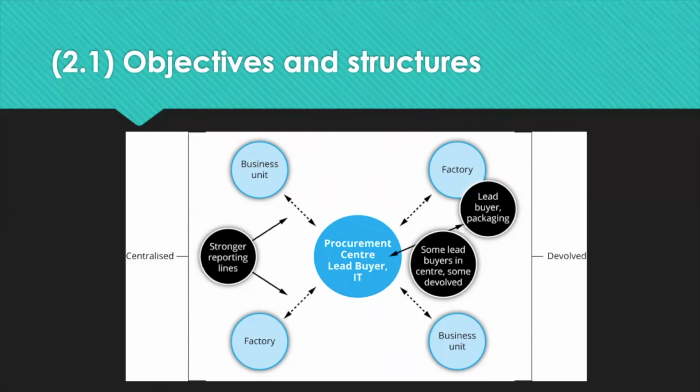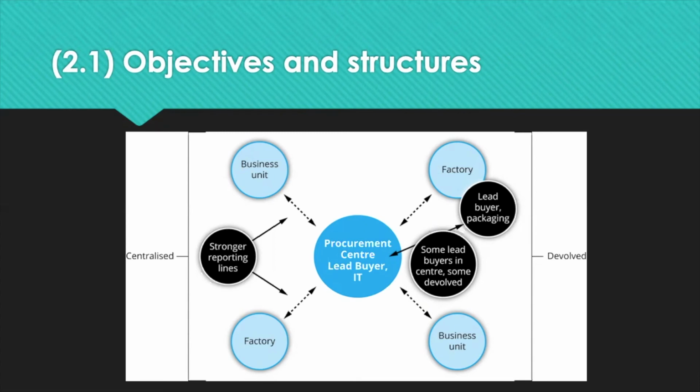Now, the procurement and supply functions can be structured in many different ways. So firstly, centralised or devolved, or even having some kind of a lead buyer function. Let's talk about the differences. Centralised procurement is where the majority of purchasing is done by one department and location, and this is often used by large organisations that have considerable budgets to manage.